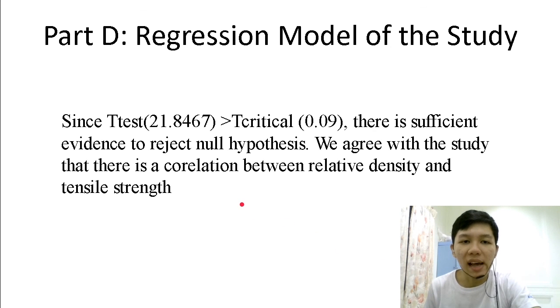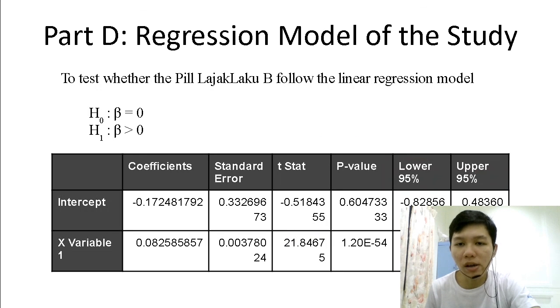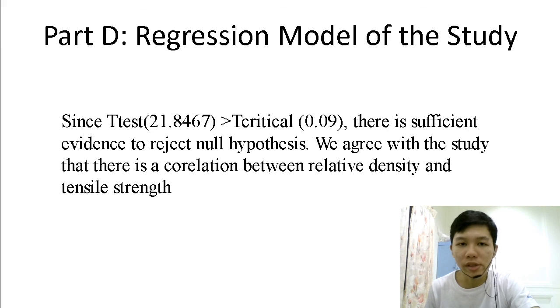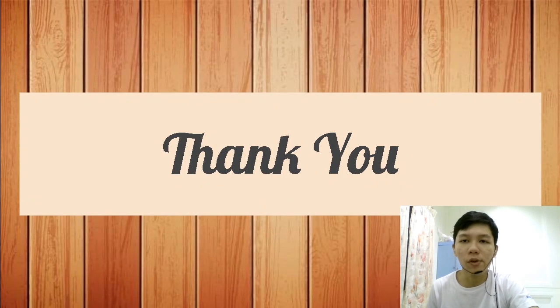So since the t-test value of 21.8497 is more than the t-critical from the previous part, there is sufficient evidence to reject the null hypothesis. We agree with the study that there is a correlation between the relative density and the tensor strength. Thank you for listening to our presentation.